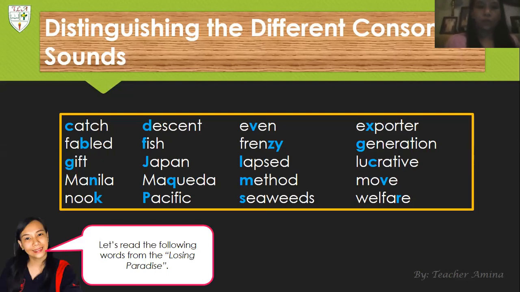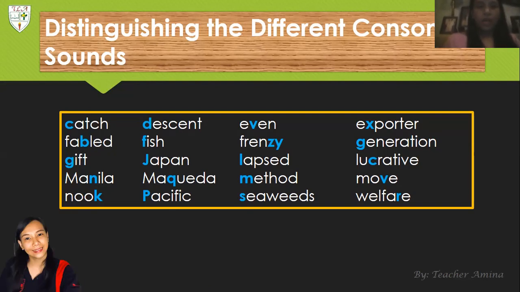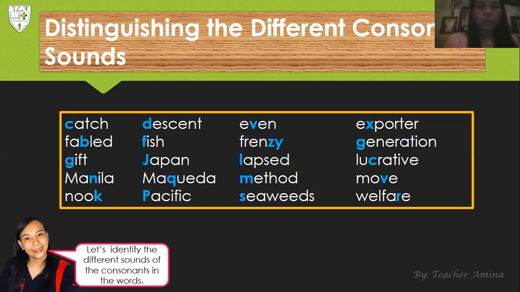So we have catch, descent, even, exporter, fabled, fish, frenzy, generation, gift, Japan, lapse, lucrative, Manila, Makeda, method, move, nook, Pacific, seaweeds, and welfare. So have you noticed that some letters on the words are highlighted? Okay, so we're going to identify the different sounds of the consonants in the words.